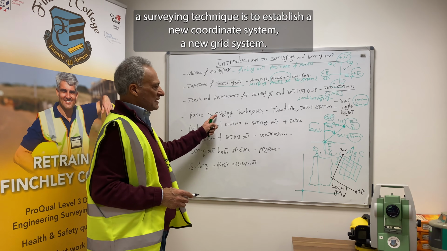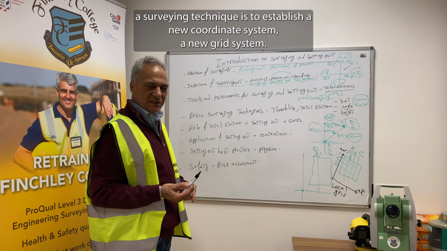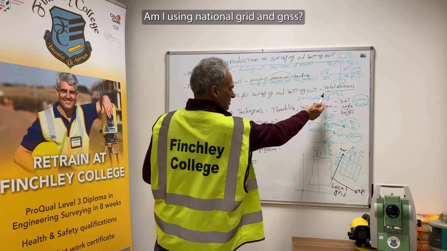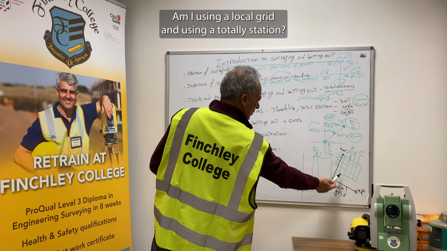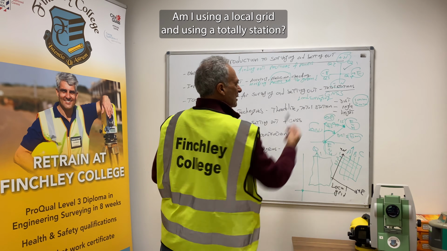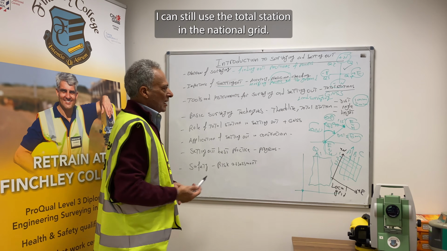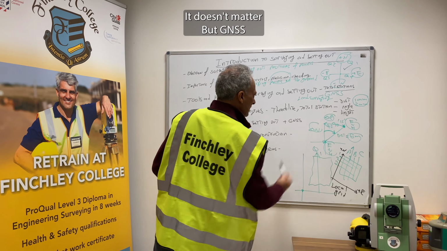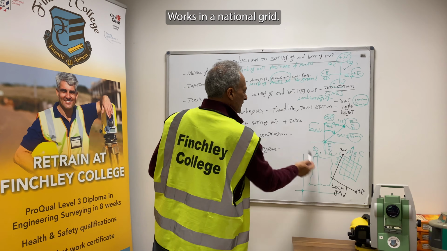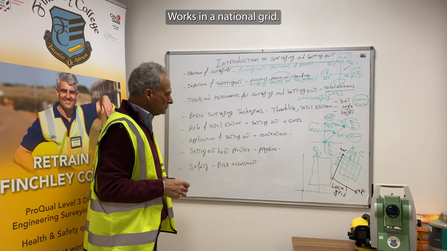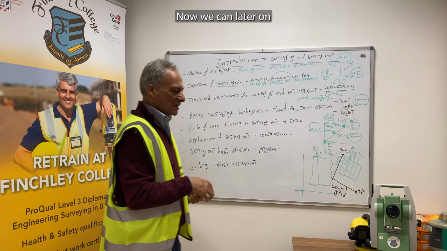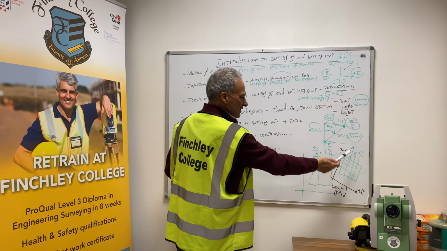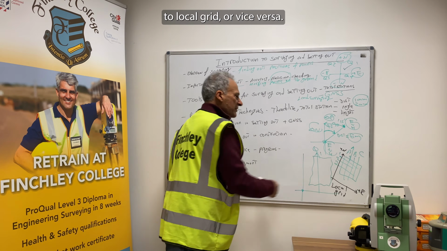So, surveying techniques is to establish a coordinate system in your grid system. Am I using national grid, GNSS? Am I using a local grid and using a total station? I can still use a total station with the national grid. I can use both systems, it doesn't matter, but GNSS works in a national grid. Now later on, we can show you how to convert a national grid coordinate system to local grid or vice versa.